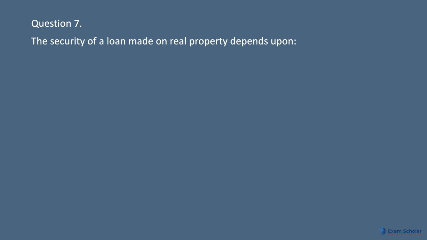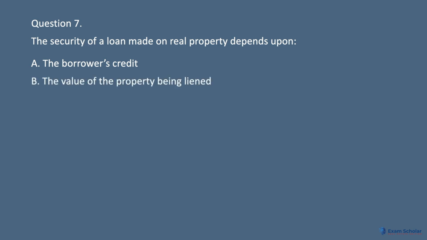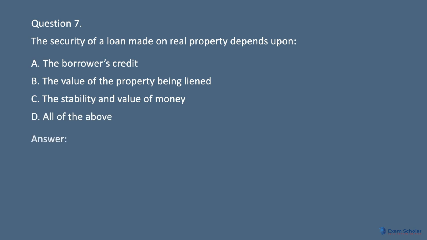Question 7. The security of a loan made on real property depends upon A. The borrower's credit. B. The value of the property being liened. C. The stability and value of money. D. All of the above. Answer B. The property is the underlying security for the loan.